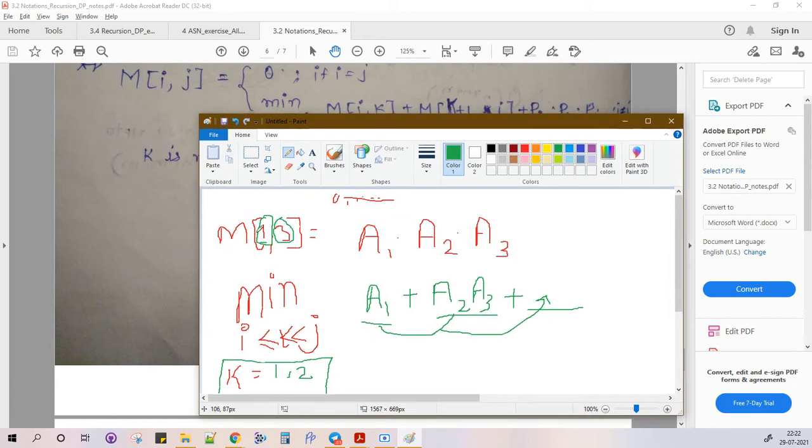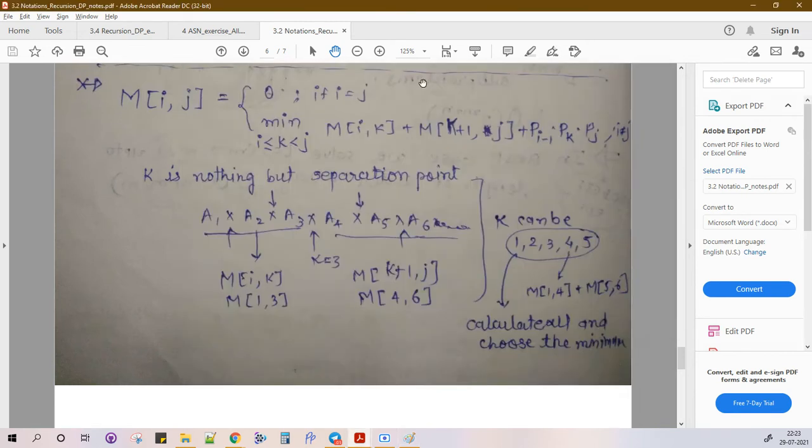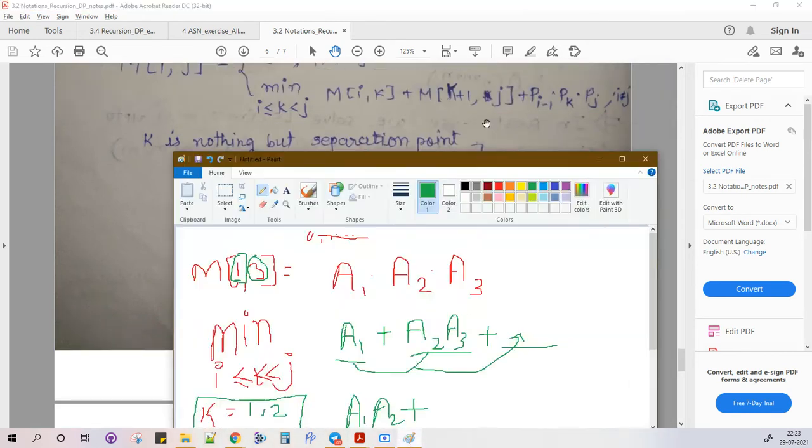Okay, so i is 1, k equal to 2, so m12, what is m12? A1 multiplied by a2, right? A1 multiplied by a2 plus this thing, m of k plus 1.